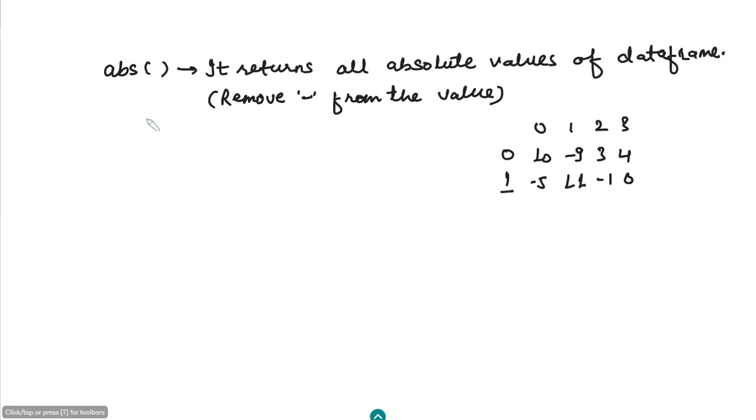So the output will be all the elements will be positive. 0, 1, 2, 3, 0, 1. Output will be 10, 9, 3, 4, 5, 11, 1, 0. This will be your output after calling the function. That is absolute, ABS, right? Remove all the minus sign from the values.